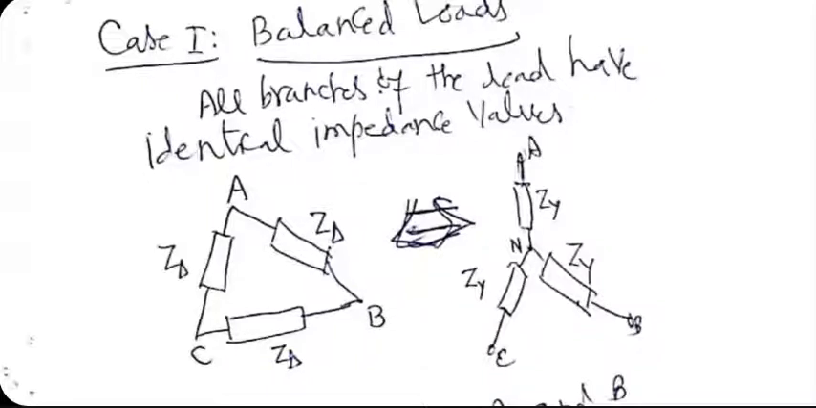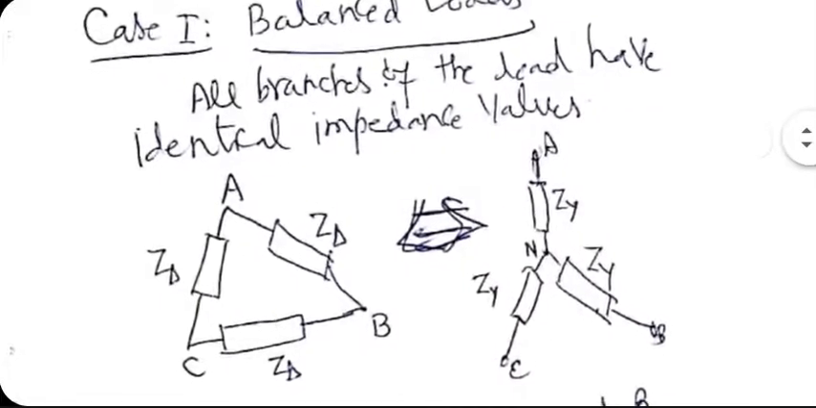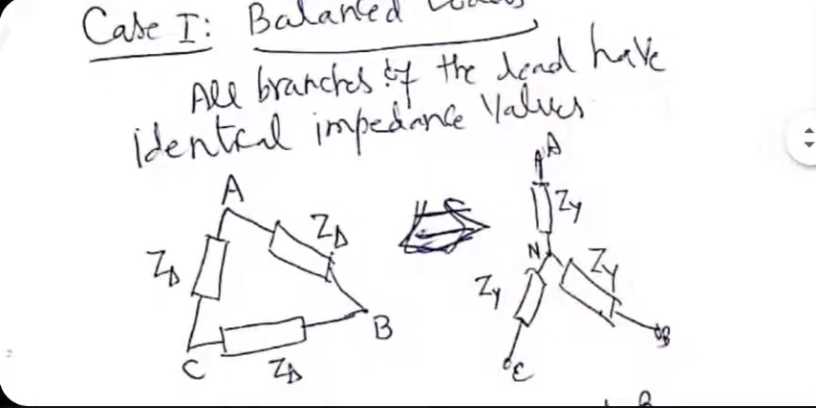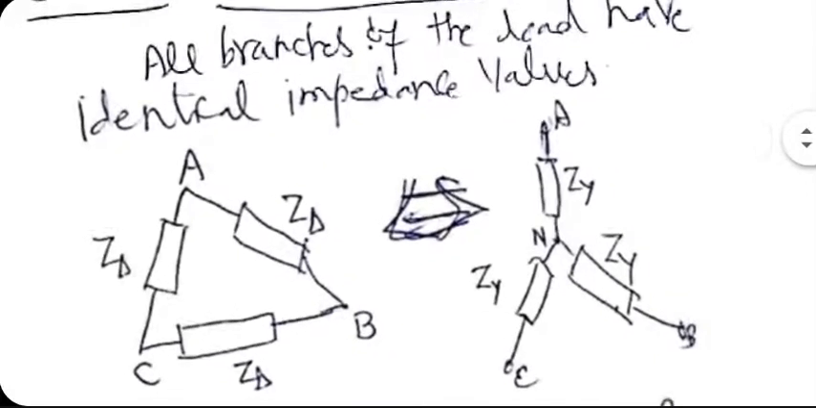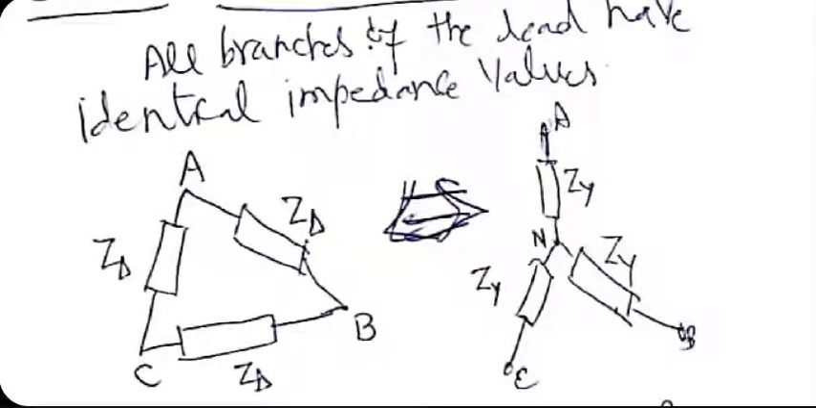But let's look at the basics involved. If you are given a delta load with all the three branches having identical impedance, what will be the equivalent star load? Okay, these are balanced loads in both cases. The left side is given to you, right side is what you are trying to figure out. Suppose I want to represent a delta load by an equivalent Y load, how would it look like? Assuming balanced loads. I am giving the same node numbers in both cases, capital A, capital B, capital C.